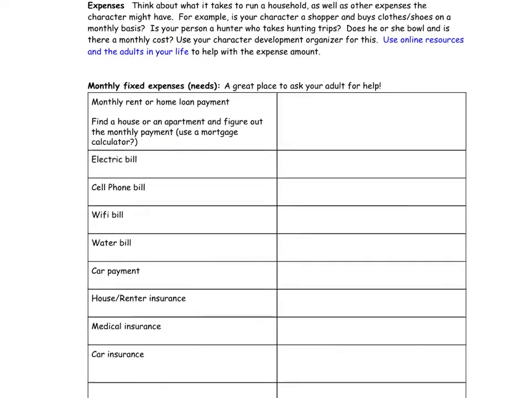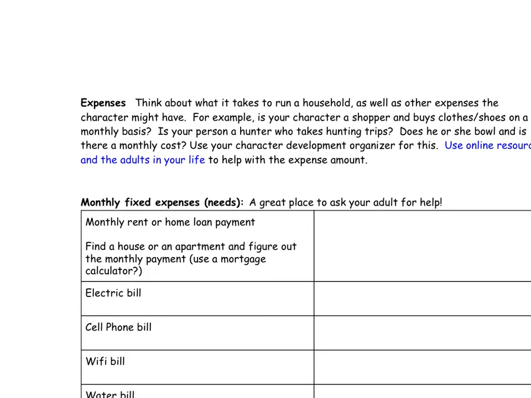Next, we need to start the expenses. So again, please think about what it might take to run a household. So I've given you many situations down below, but you also need to think about the expenses your character might have based on what you decided for their habits. What type of spender are they?